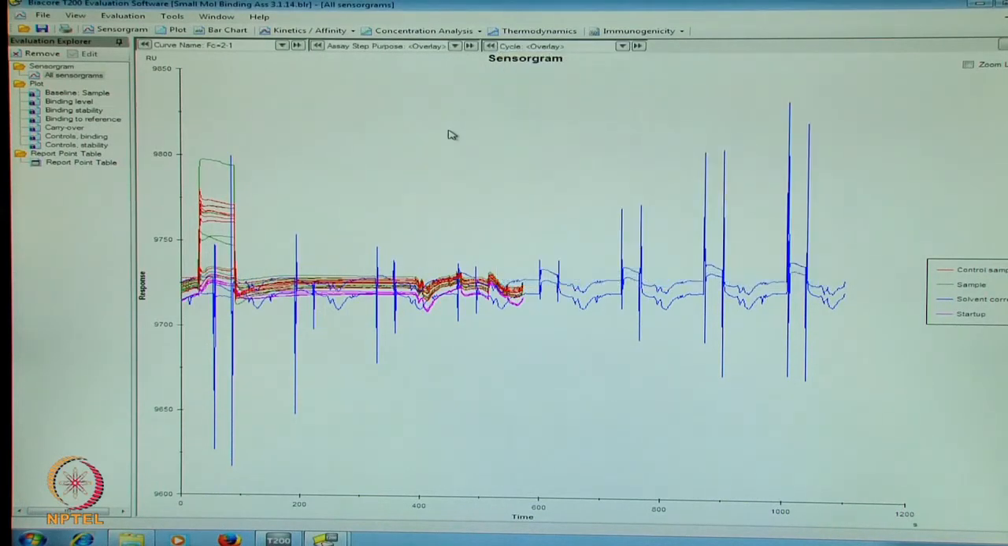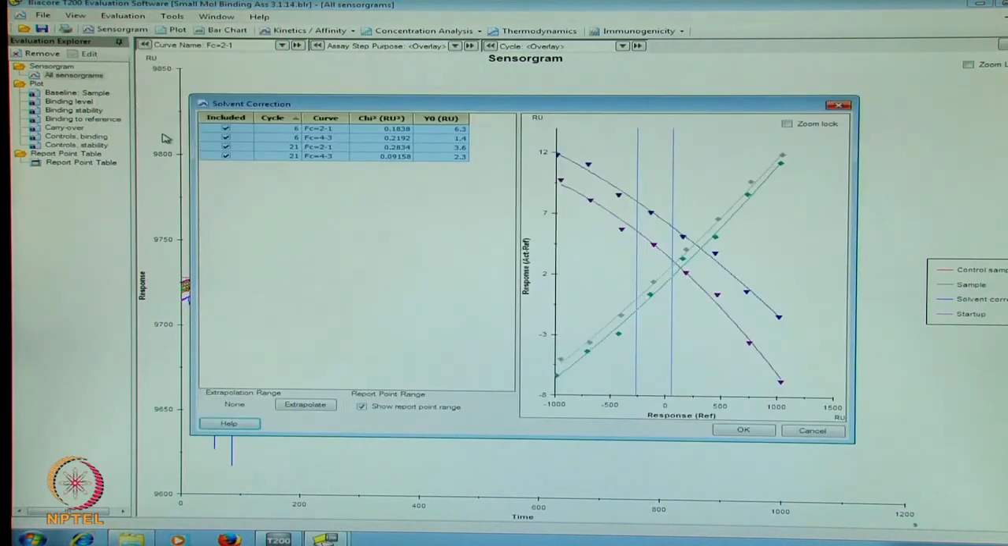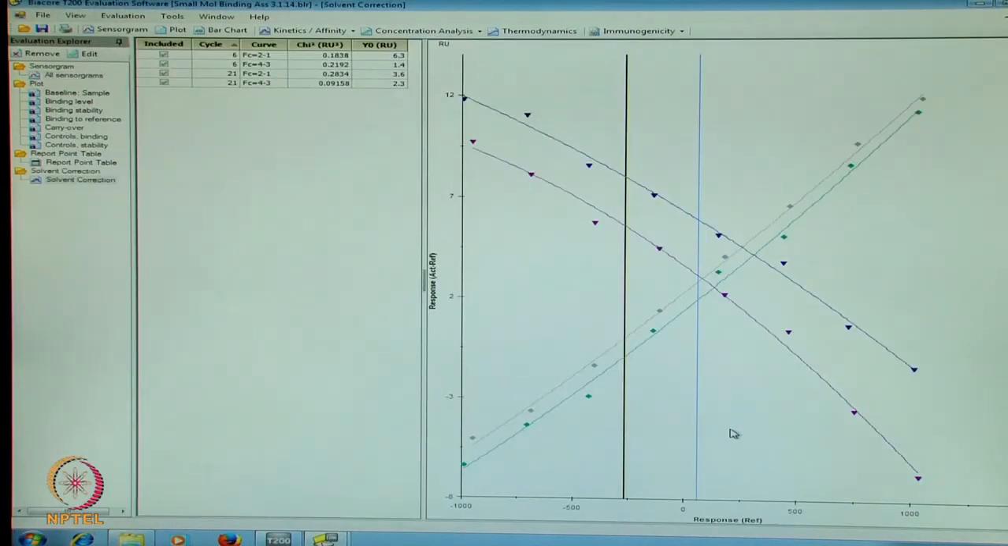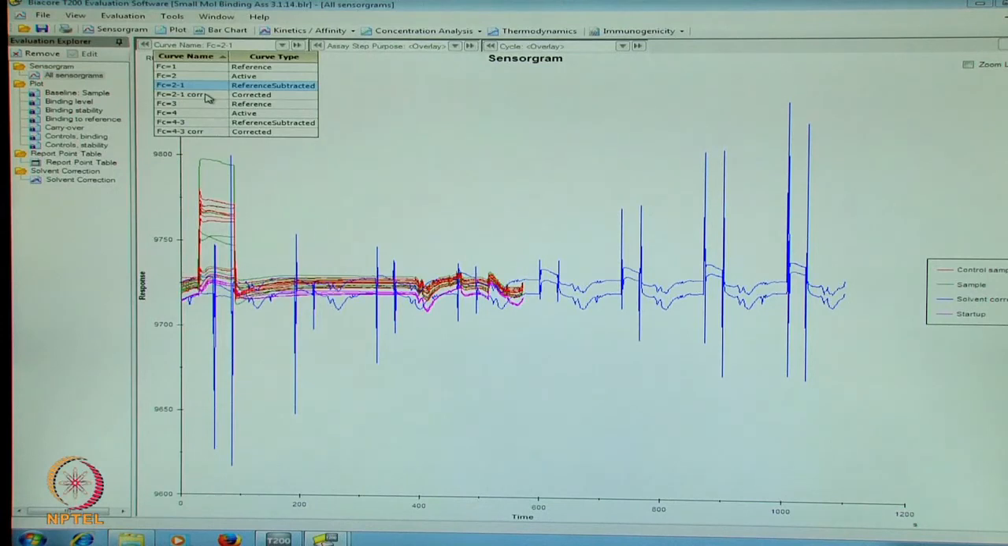Here, first we have to go and add solvent correction, check the solvent correction data, and if the data is good enough, we can say OK, and the data is subtracted for the solvent effect of DMSO, and we can see now in all the sensorgrams it shows 2 minus 1 corrected and simultaneously 4 minus 3 corrected with the solvent correction data that we have generated.